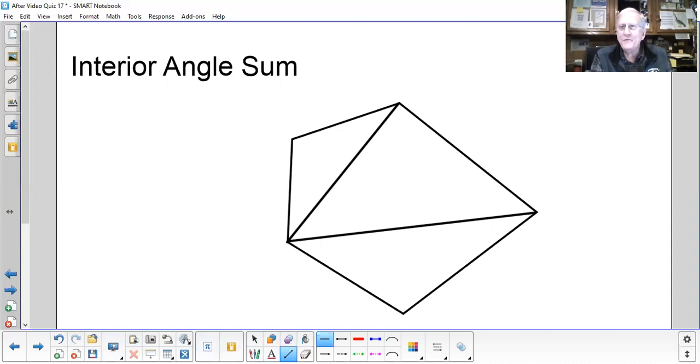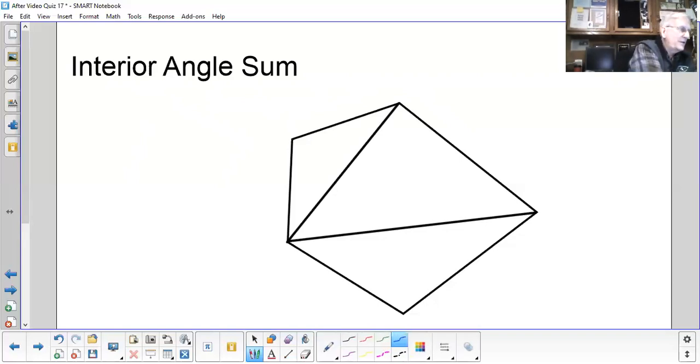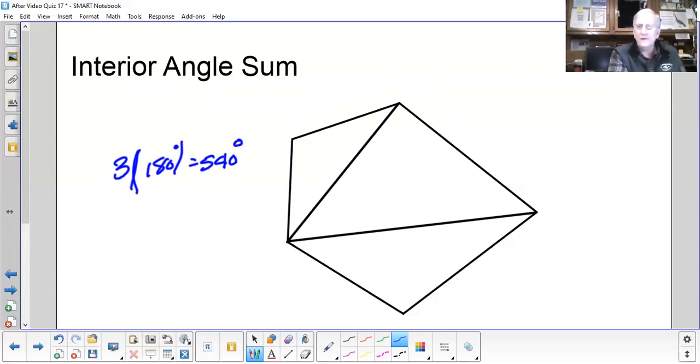So how many degrees would the angles of this figure have to add up to if we can split it into three triangles? Well, it would simply be what? It would simply be the answer to 3 times 180 degrees, or a total of 540 degrees.